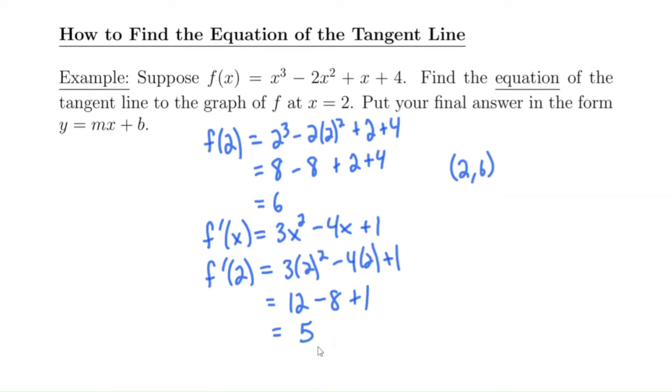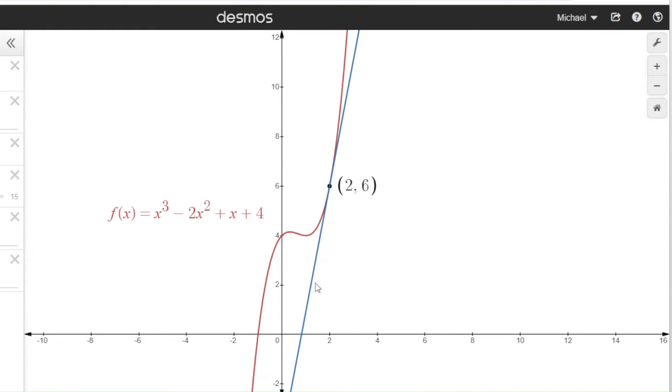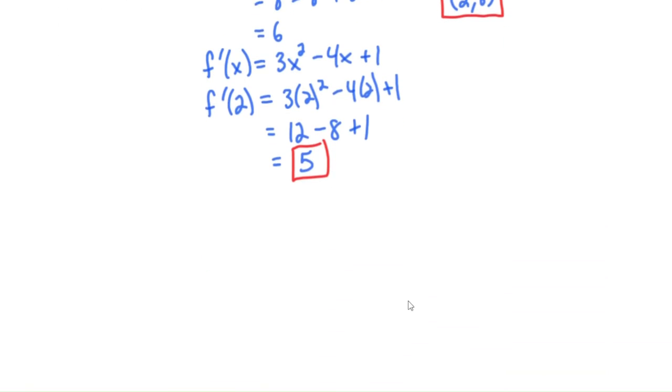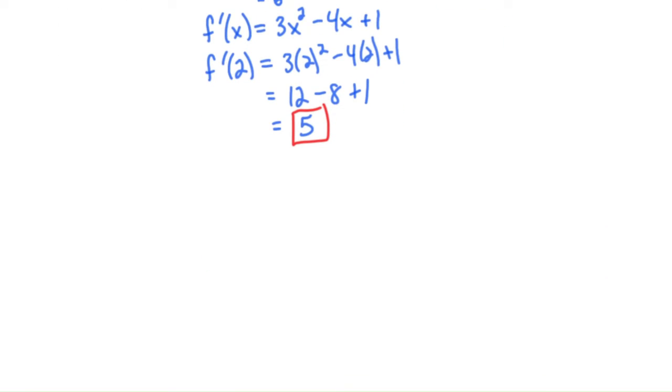So the slope of that blue line, the slope of that tangent line, is 5. Now notice we know two things about our line. We know a point on our line, and we know the slope of the line. So the question is, what is the equation of that line? The line we're talking about is this blue line here. We know a point on the line is (2, 6), and we know the slope is 5. How do we find the equation of that tangent line? If we know a point on the line and the slope, we can use the point-slope formula.